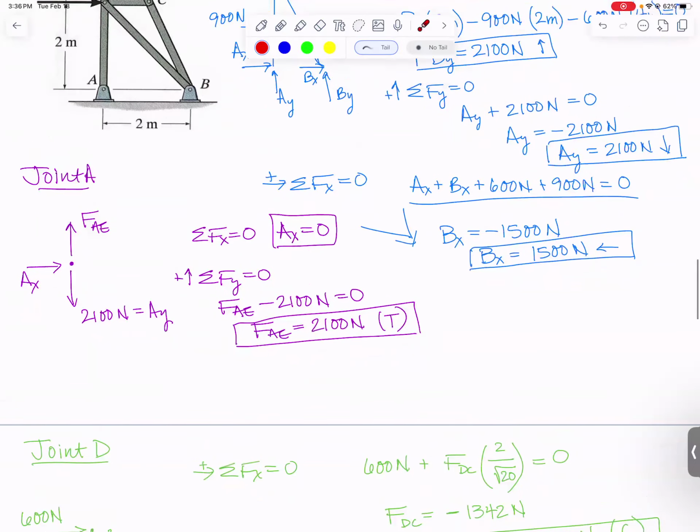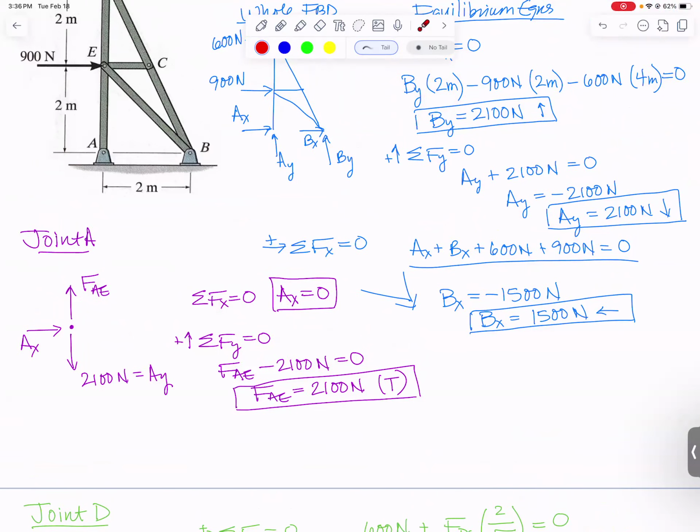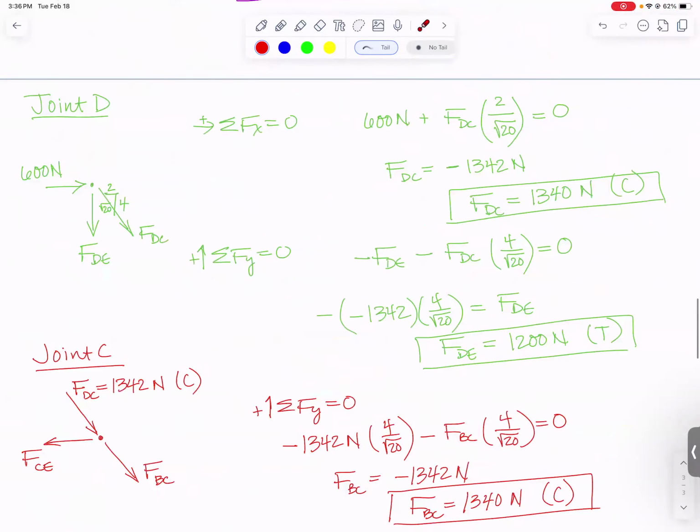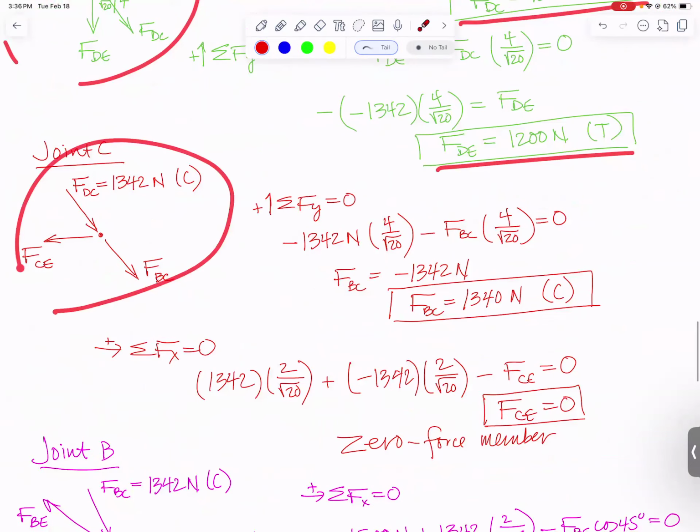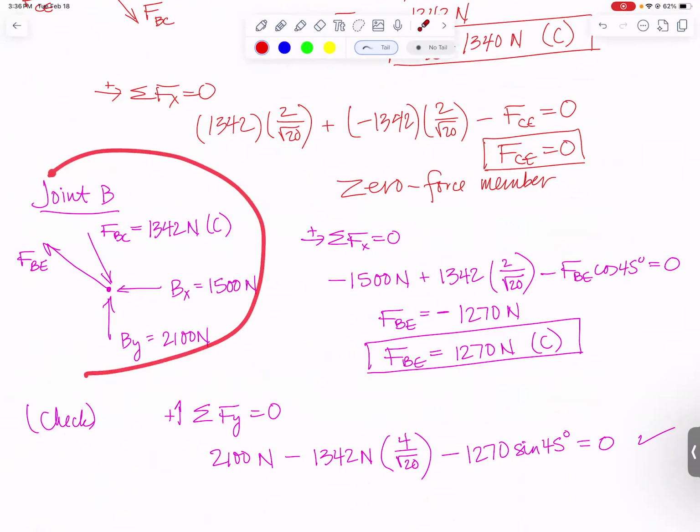And then you work your way from joint to joint to joint, all the way around the truss until you solve for all of your unknowns. So we then went to joint D and found these two. Then we went to joint C and found these two. And then finally we went to joint B to finish the problem. And that's how we do the method of joints to analyze trusses.